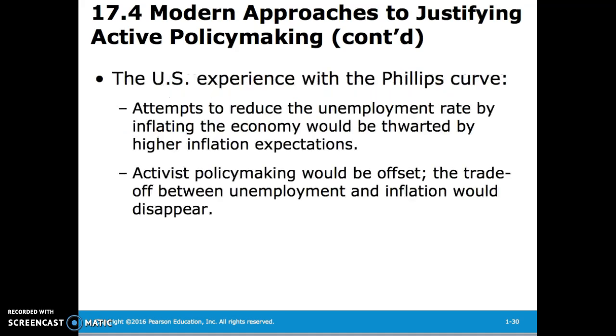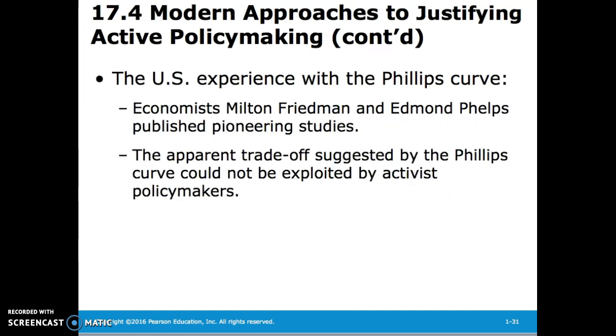The U.S. experience with the Phillips curve. Attempts to reduce the unemployment rate by inflating the economy would be thwarted by higher inflation expectations. Activist policymaking would be offset, and the trade-off between unemployment and inflation would disappear. Economists Milton Friedman and Edmund Phelps published pioneering studies. The apparent trade-off suggested by the Phillips curve cannot be exploited by activist policymakers.